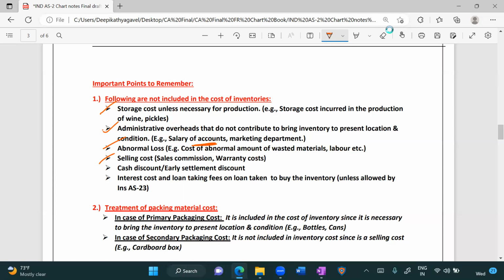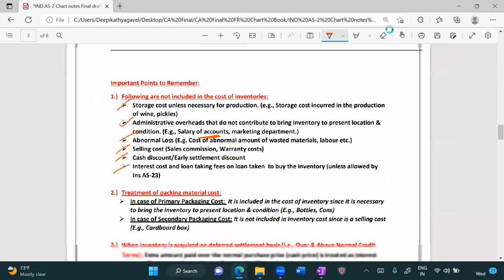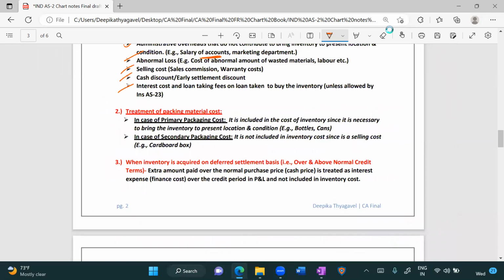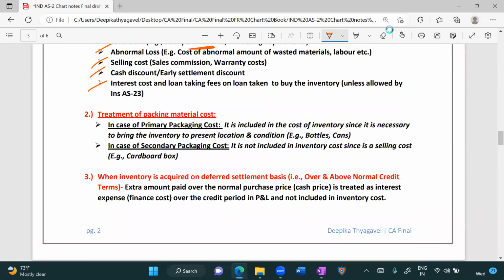Selling cost, in case there's some sales commission or warranty cost, any selling cost, then that selling cost will not be included. Cash discounts, this is more or less similar to what we learned in PP. Cash discount is nothing but an early settlement discount, so that will not be included. And interest cost will not be included except if it is allowed by Ind AS 23. If it is allowed by Ind AS 23 borrowing cost, then it will be included, otherwise no. Next is treatment of packaging material cost.